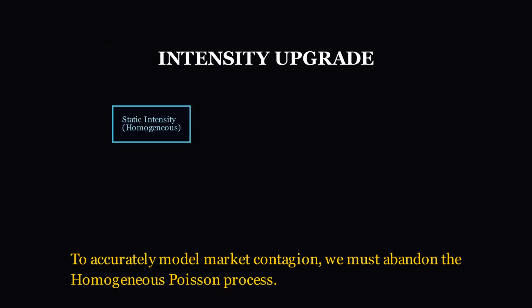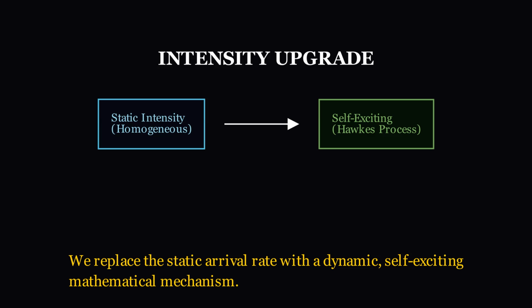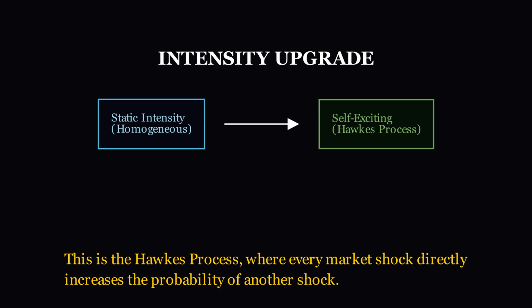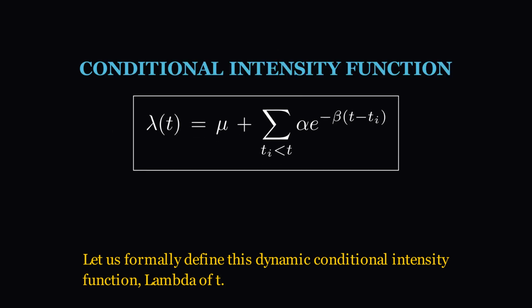To accurately model market contagion, we must abandon the homogeneous Poisson process. We replace the static arrival rate with a dynamic, self-exciting mathematical mechanism. This is the Hawkes process, where every market shock directly increases the probability of another shock. Let us formally define this dynamic conditional intensity function, lambda of t.